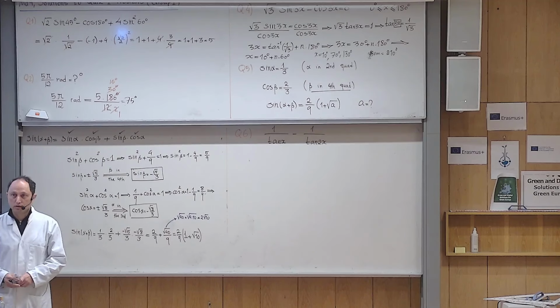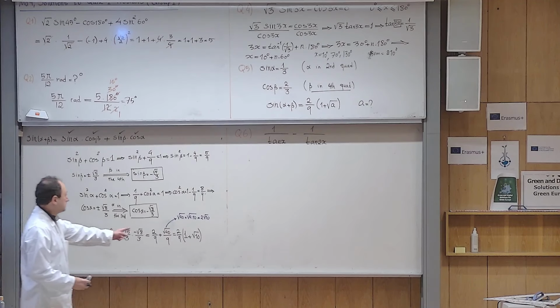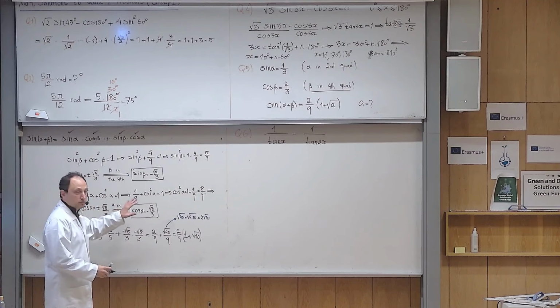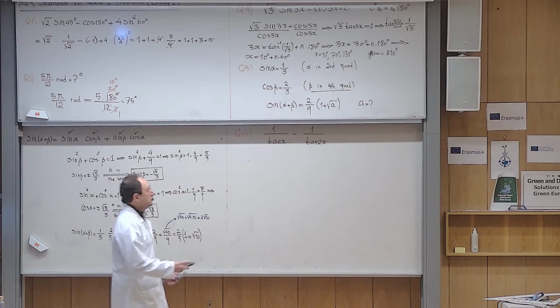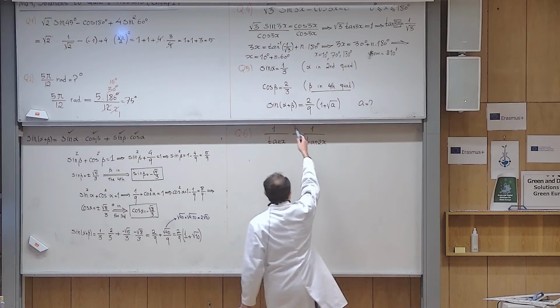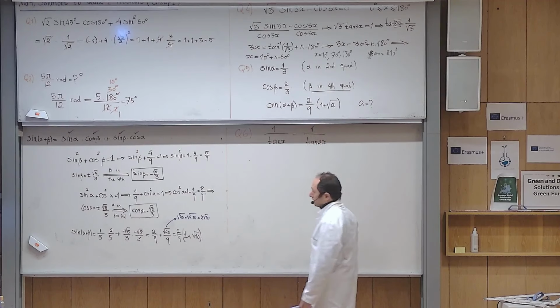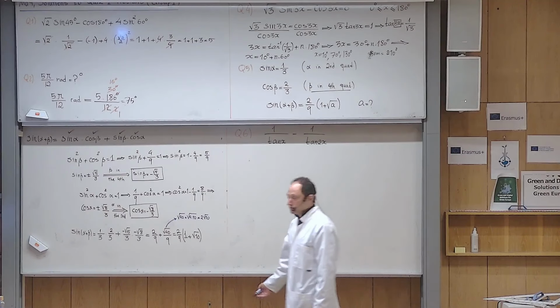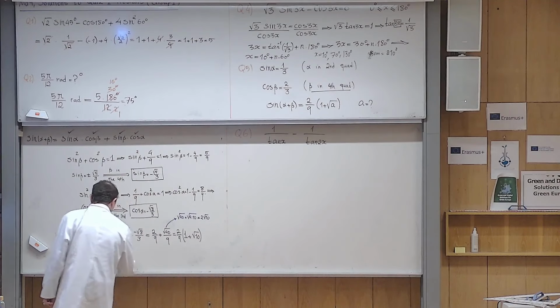Yes? And then compare this one. This is sine alpha plus beta based on my calculation. Based on the problem, sine alpha plus beta is supposed to be this. A simple comparison shows that A should be what? 10. So A is 10.